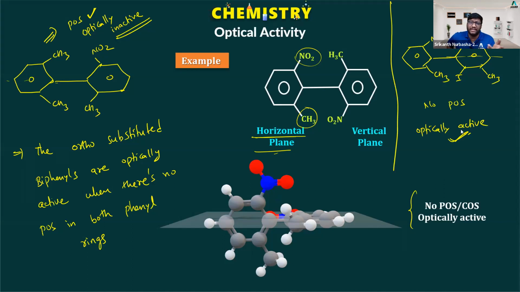Similar types of alkylidene systems are also there. You have to apply the same logic. Terminal carbons should be having different groups. Same groups, that means optically inactive.